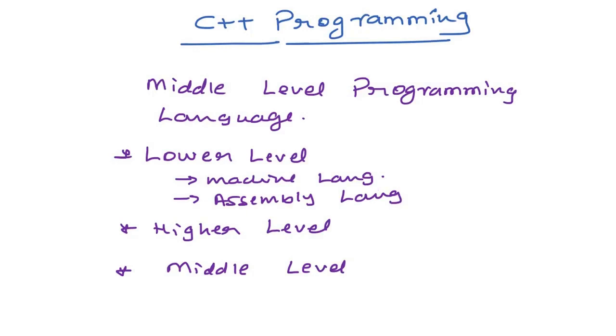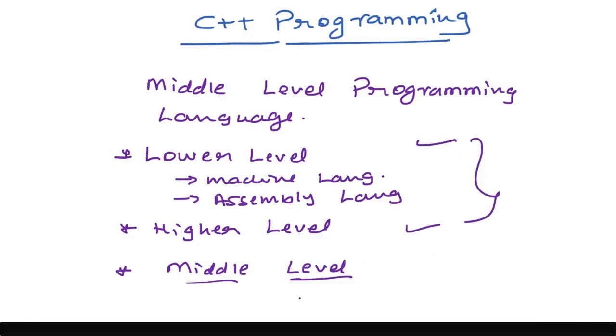And then we have the higher level languages, where a programmer can easily write programs in a language which is almost similar to the human readable format. The higher level languages offer a lot of built-in features. The programmer can use those features and easily write the programs. Then we have another category called the middle level languages, where some programming languages offer the features of the higher level languages and also the features of the lower level languages. The C++ programming language comes in the category of the middle level languages.